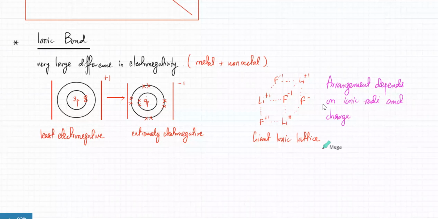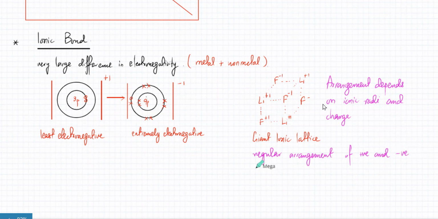And in the giant ionic lattice, positive ions and negative ions have an electrostatic attraction. मतलब इसकी definition लिख लेते हैं. So it's a regular arrangement of positive and negative ions which have a strong electrostatic force of attraction known as an ionic bond.